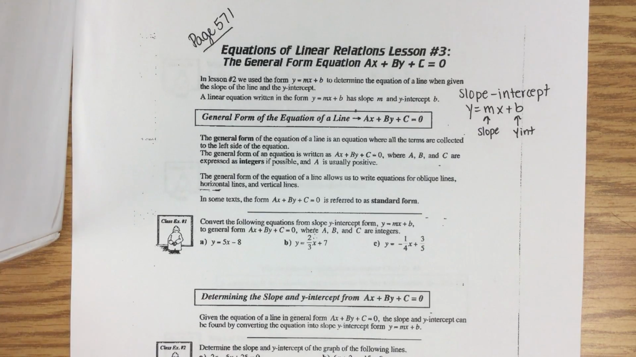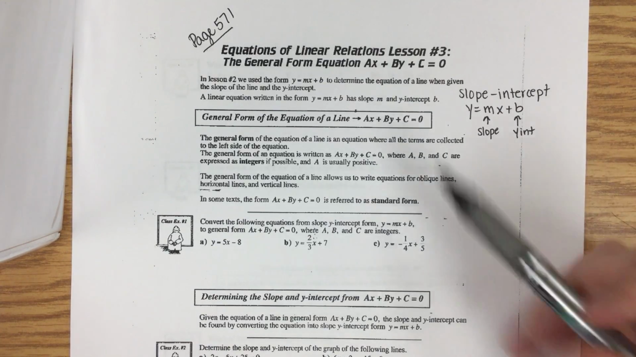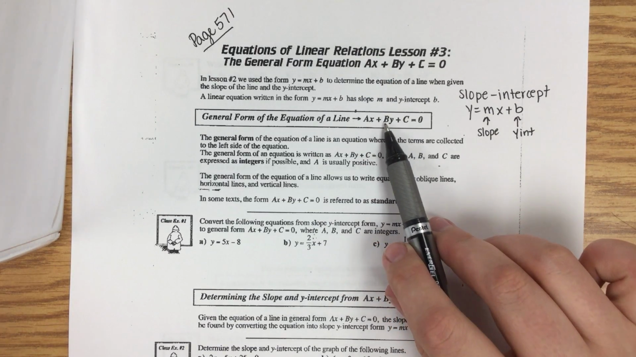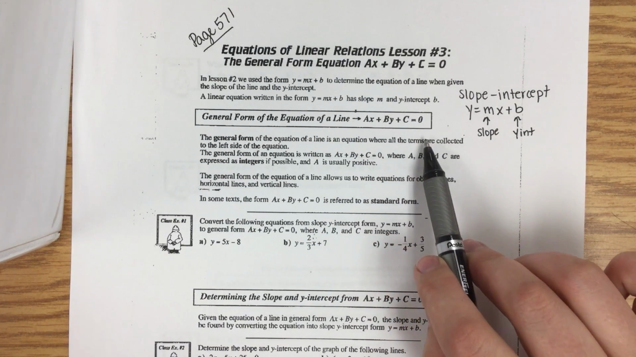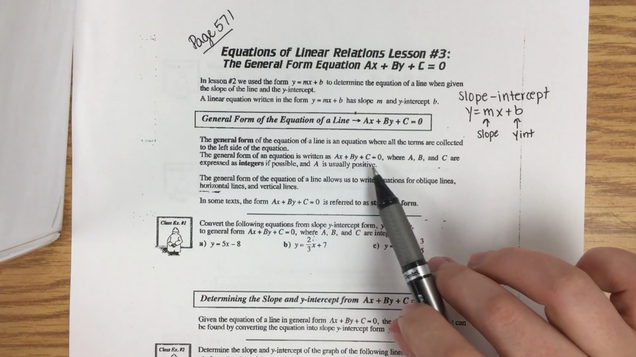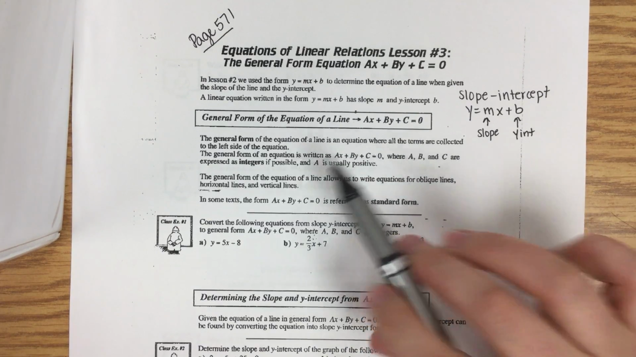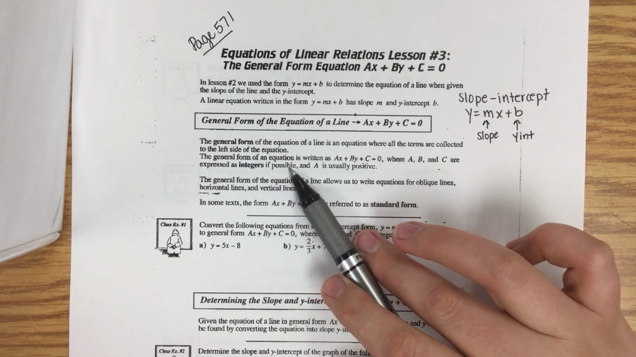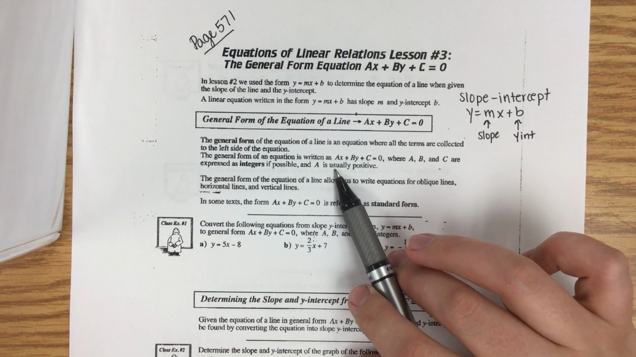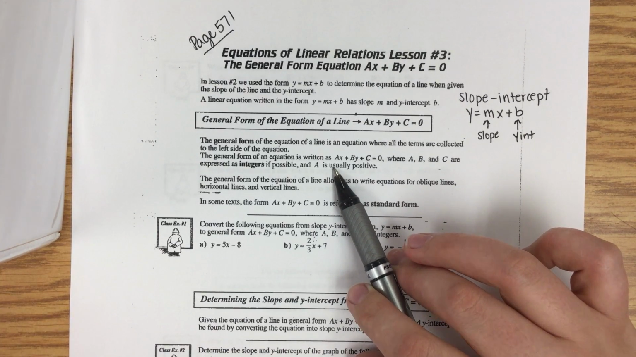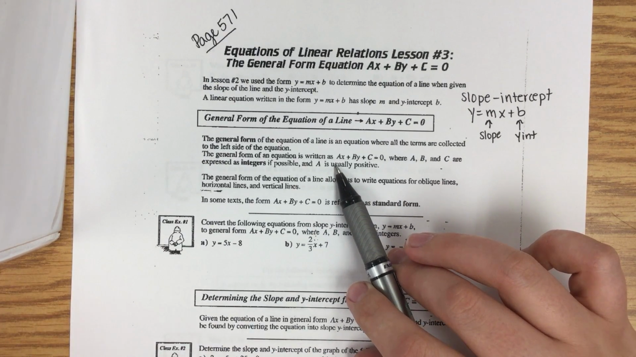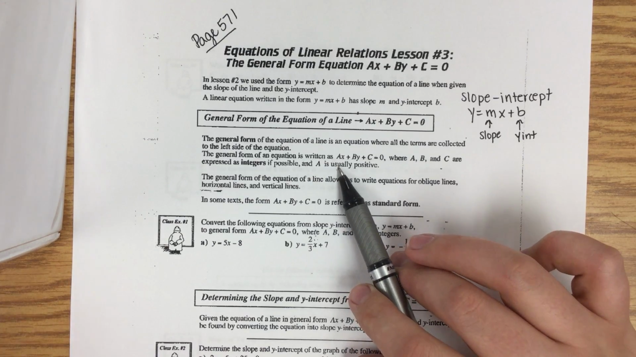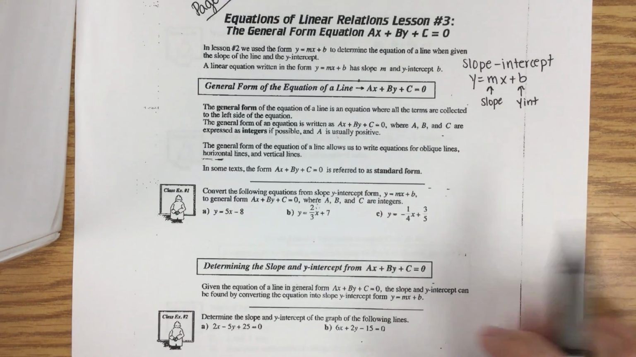Okay, we're going to look at a different form of that line. It's called the general form. It looks like ax plus by plus c equals 0. And so we say in this form, a, b, and c are integers, but if possible, try to write a as a positive value. So we're going to practice that. If a comes up negative, we're going to take everything, multiply it by a -1 so that it turns positive.